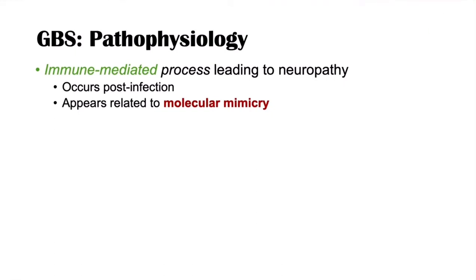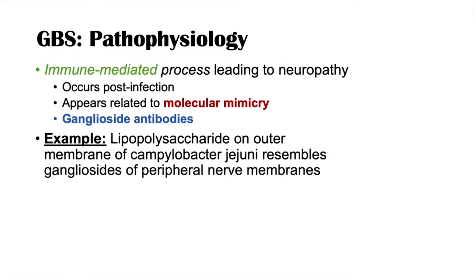So there's something that the bacteria or the virus contains. There's certain bacterial or viral proteins that look like proteins in our body, in our nervous system. And this leads to the production of ganglioside antibodies. So these ganglioside antibodies are the cause of Guillain-Barré syndrome. And an example of this molecular mimicry can be found with Campylobacter jejuni.